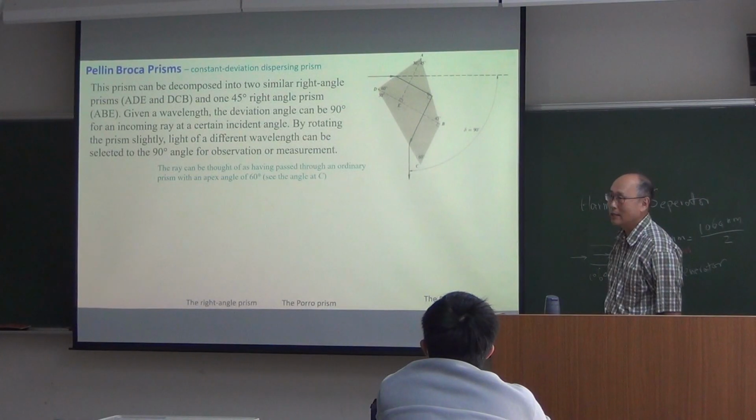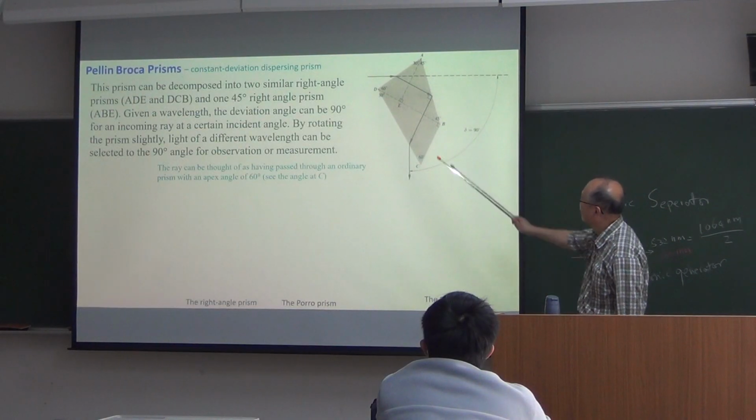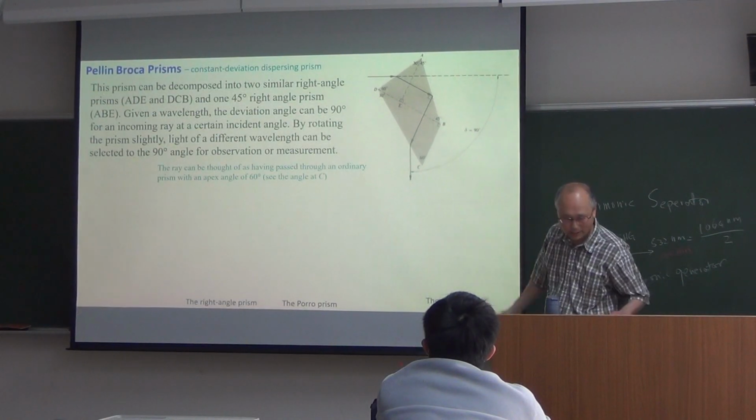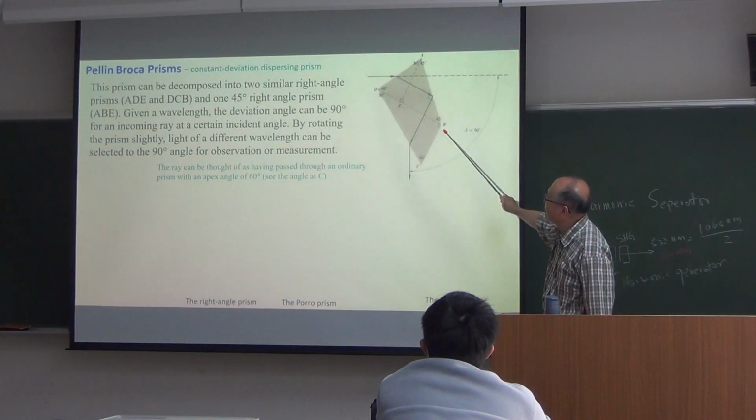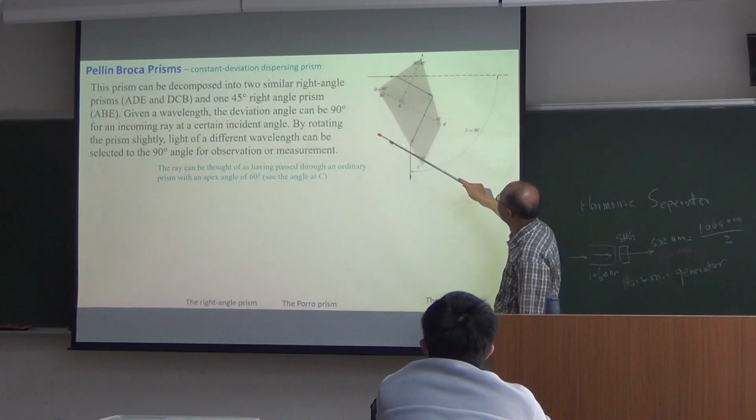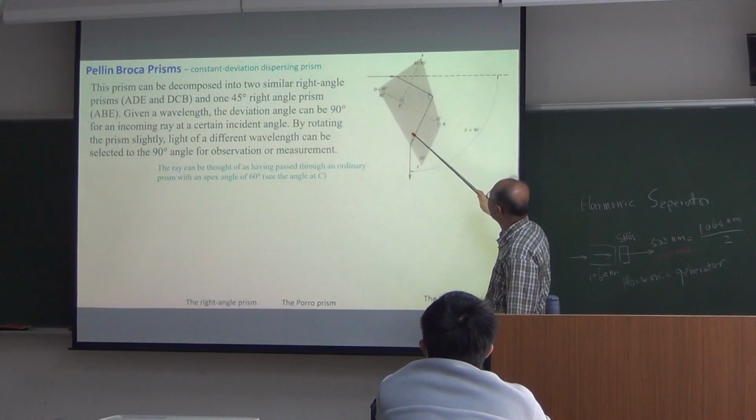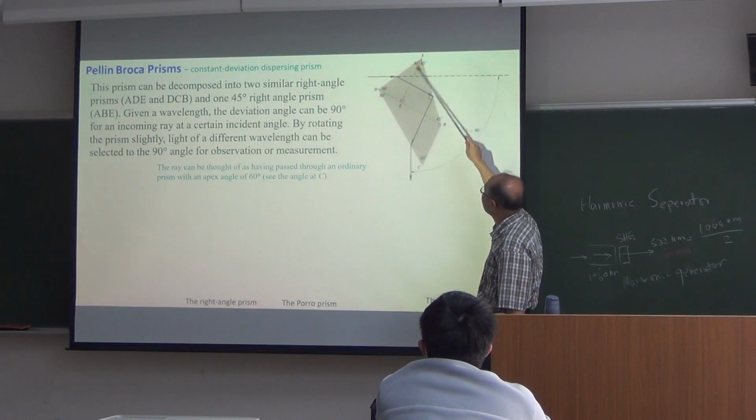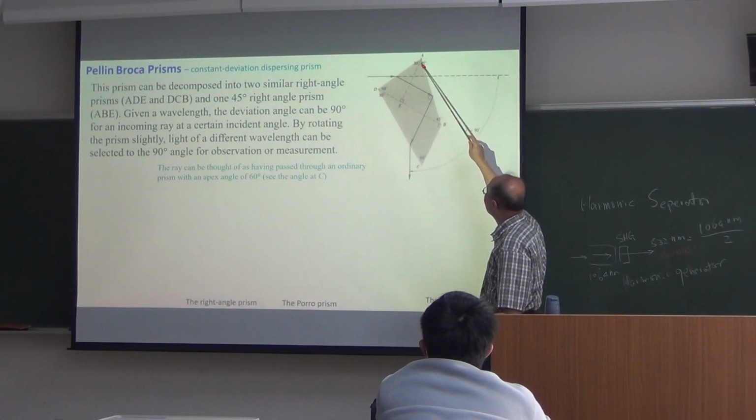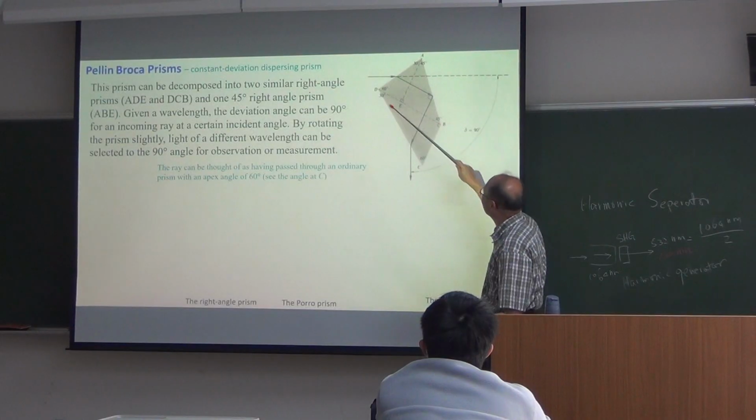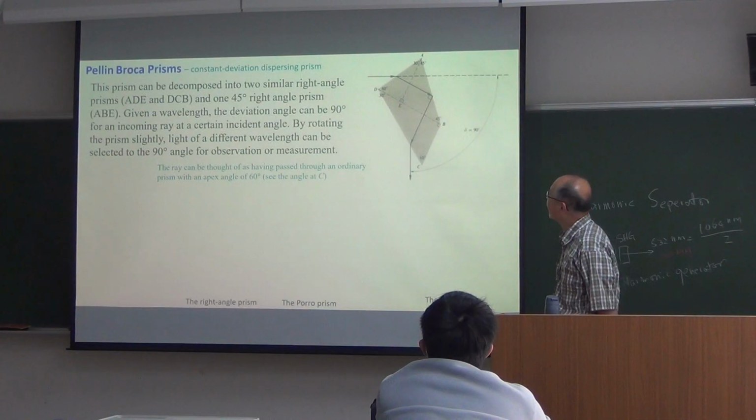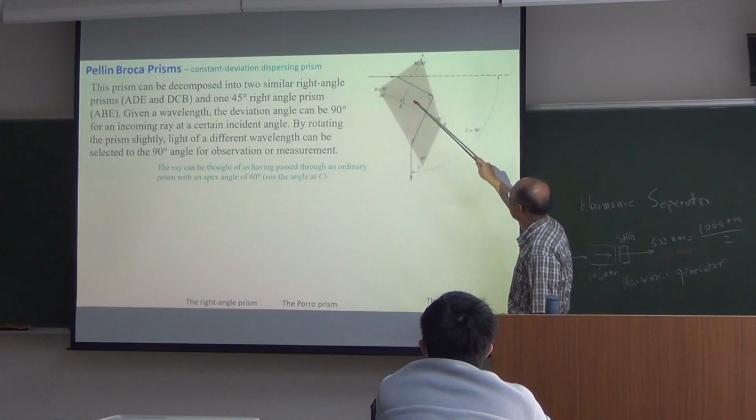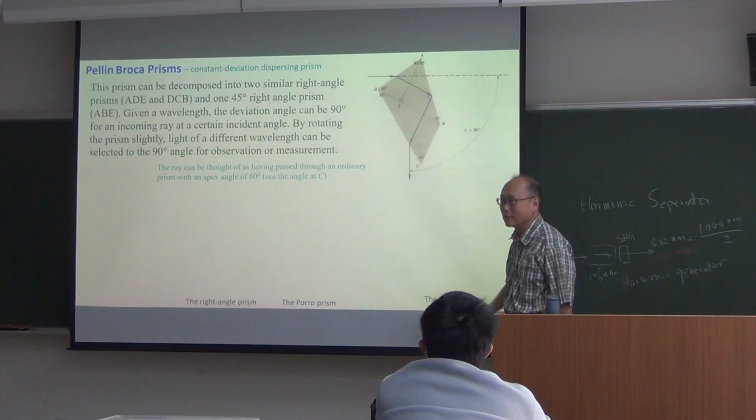And the functioning principle of this is based on this. Well, let's decompose this parabolic prism into 3 pieces. 1, 2, 3. This is a right angle prism, and this is another right angle prism, and then finally you have a third right angle prism. The arrangement basically is to have this 90-degree bend in the structure.